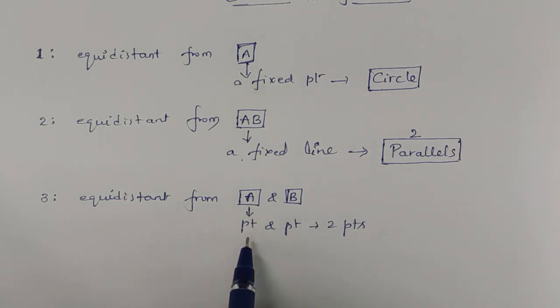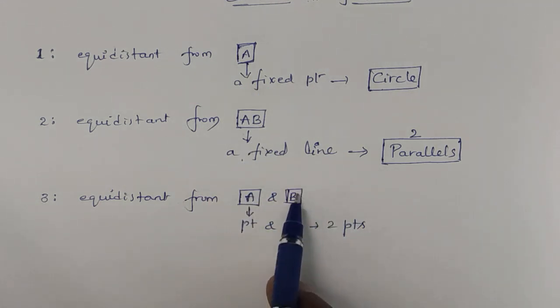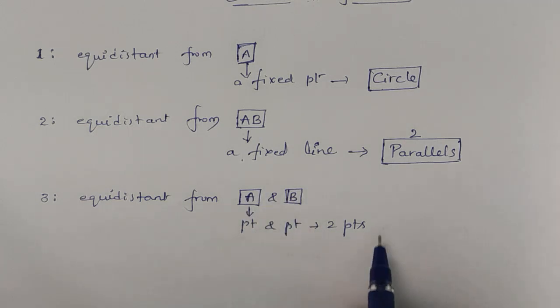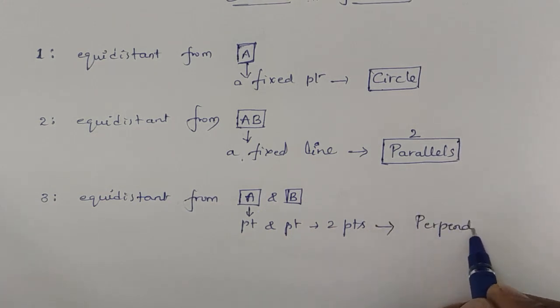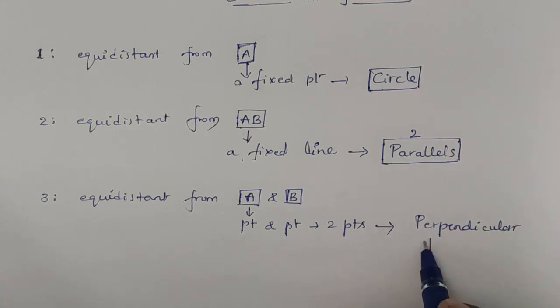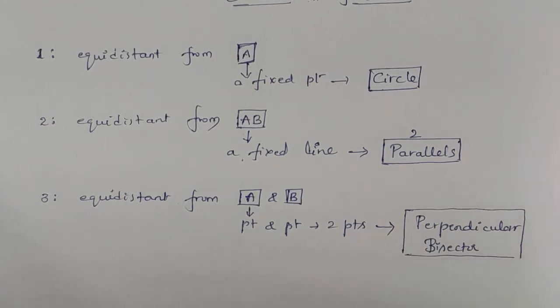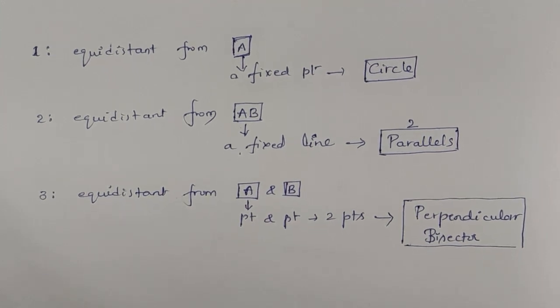We know that A is a fixed point, and AB is a line. Here A and B are separated, and B is a fixed point. So A and B means point and point, that is two points. For two points, the required locus is the perpendicular bisector. We take more than half of A and B, and between A and B you construct a perpendicular bisector. This is the third condition.